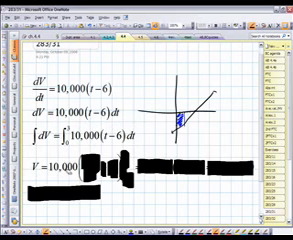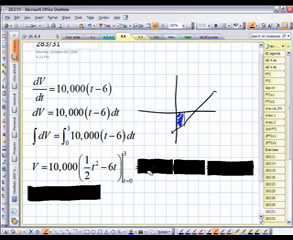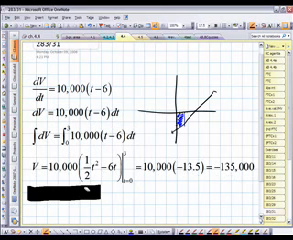Bring the 10,000 out front. Integral of t is half t squared, minus integral of 6 is 6t. Go from 0 to 3. And we've got our 10,000. Plug in 3. If you plugged in 0, you just get 0. And so we have an overall negative 135,000. So in the context of the problem, it's a $135,000 loss.